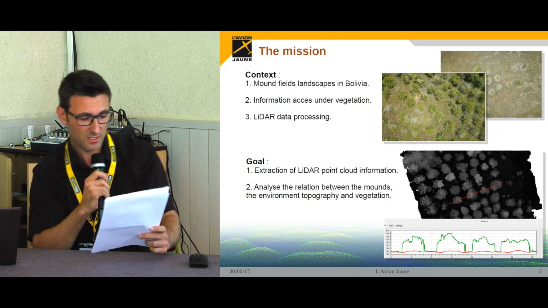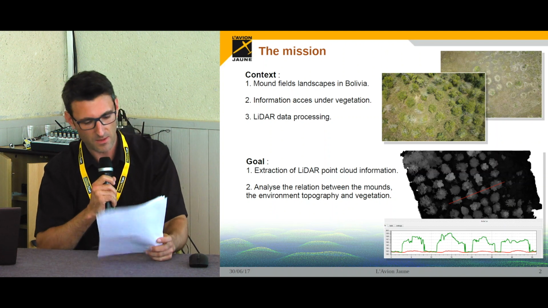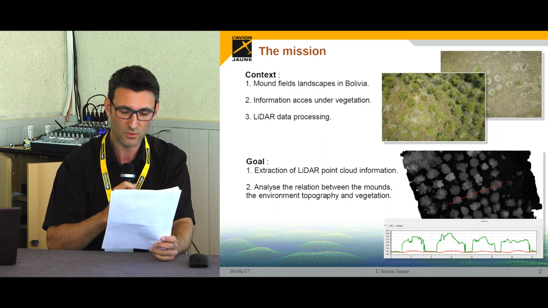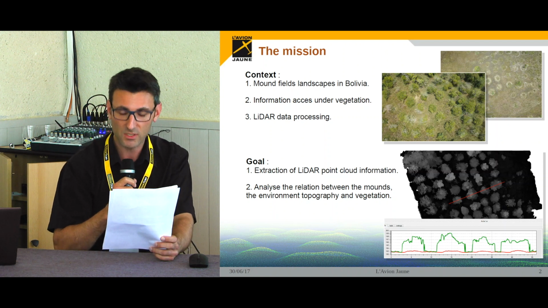Once these objects are characterized, it will be possible to analyze the relation between those morphological characteristics and the general topography of the site, analyze the morphology of mounds under vegetation, and establish a correlation between the erosion, the mound shape, and the presence of vegetation. This way we'll see how UAV LiDAR technology allows us to better understand the dynamics of these landscapes.